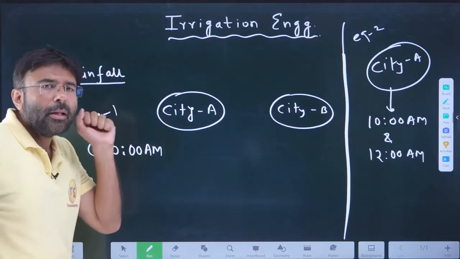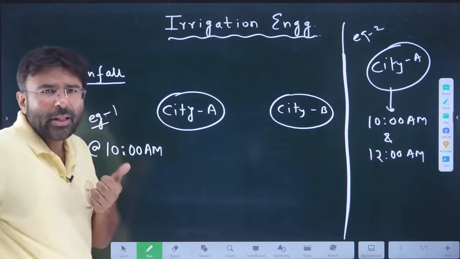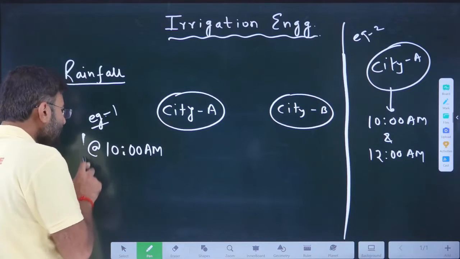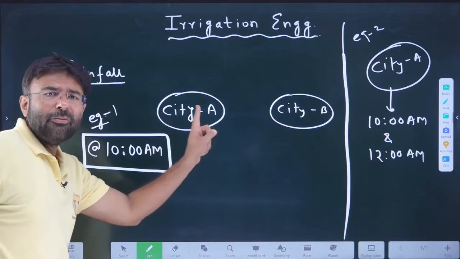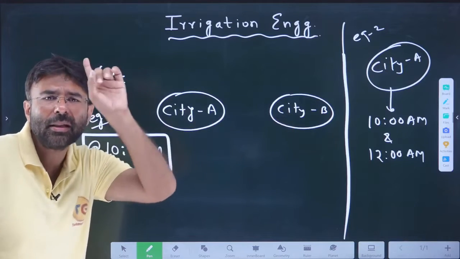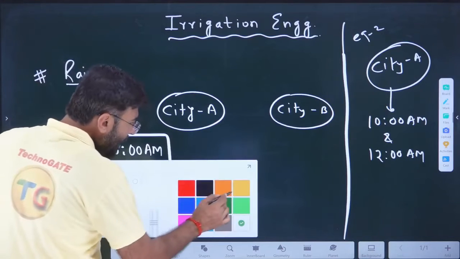Getting the point? So the first thing that we need to understand and discuss is that at a fixed time, the rainfall in two different locations may or may not be the same. Yes or no? So can I write the conclusion?